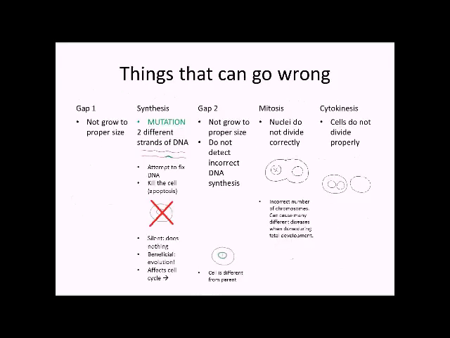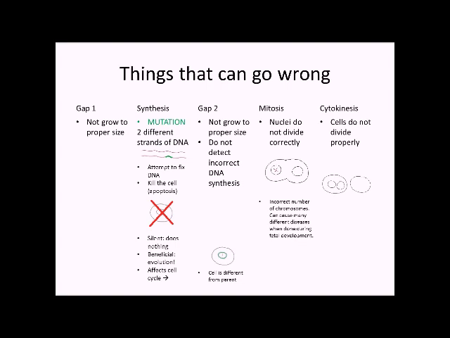Next, we're going to talk about some things that might go wrong in this process. We'll just go through each step by step. You can follow along on the screen there. Some things that might go wrong in the GAP1 phase is the cell doesn't grow to the proper size, in which case CDK and cyclin are just going to keep telling the cell to grow.